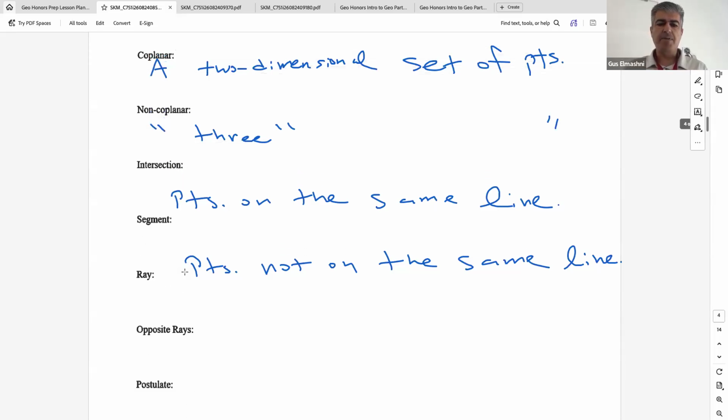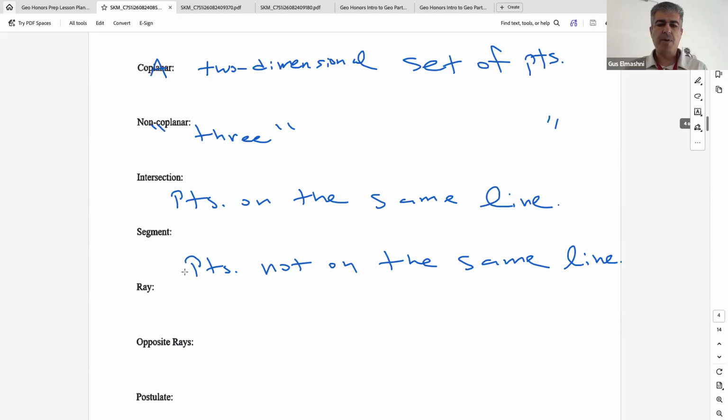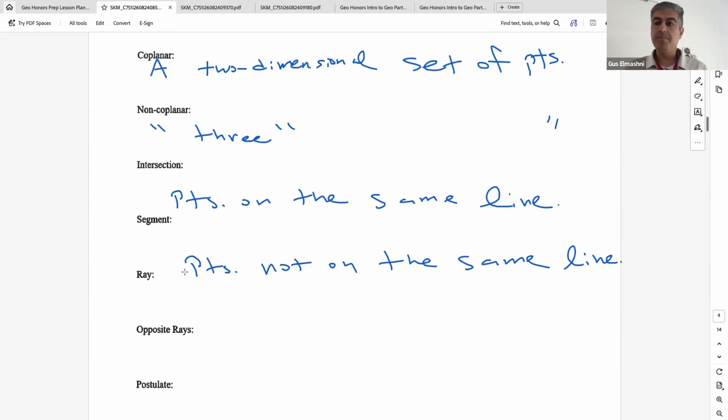I'll leave this frozen here. I'm gonna define more stuff. I might throw in a true or false question. So if I say true or false, for 3 points to be collinear, they have to have the same slope, you kind of need to know that. I'm not gonna ask you to cite the definition, but you gotta be aware of it so you can apply it for a question.